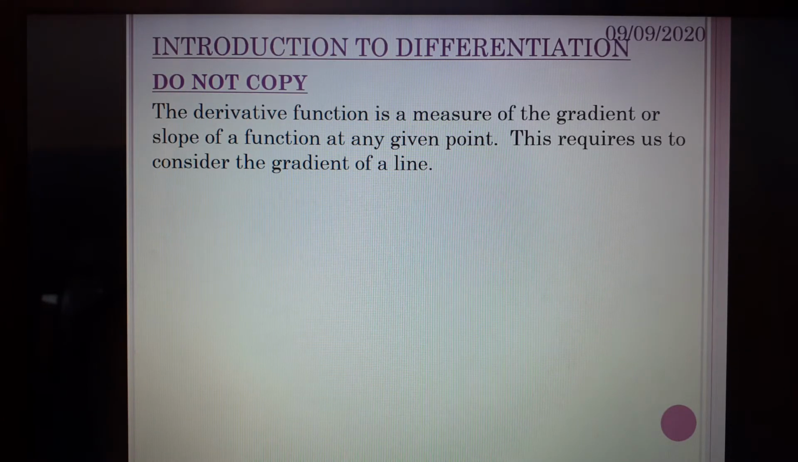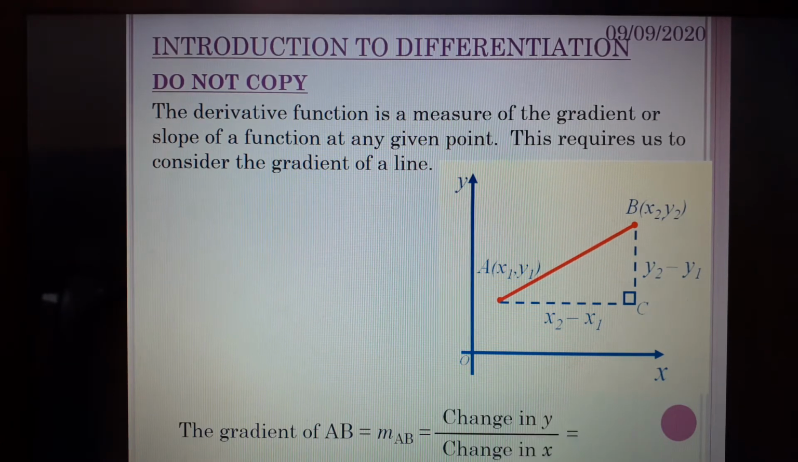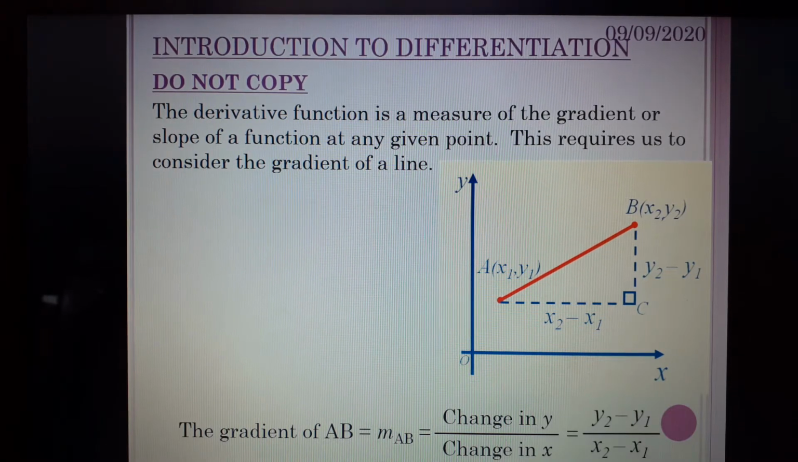The derivative function is a measure of the gradient or the slope of a function at any given point. And this requires us to consider the gradient of a line. So we're going to be looking at this initially as the rate of change within a graph, which is the gradient. Okay, it's a very common rate of change. The gradient of a graph is the rate of change of the y values compared to the x values, isn't it? So we know that the gradient is the difference in y's compared to the difference in x's. So it's the change in y divided by the change in x. And that's where your y2 minus y1 over x2 minus x1 comes from.